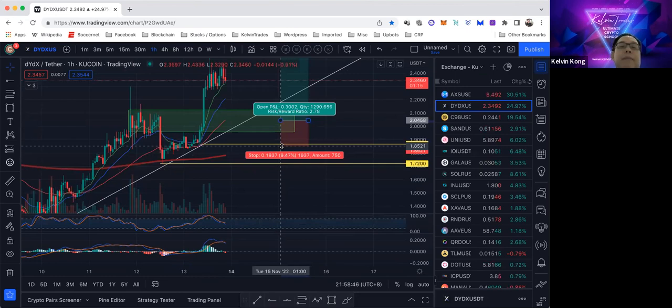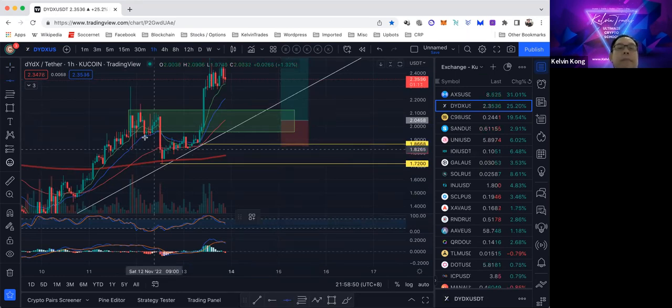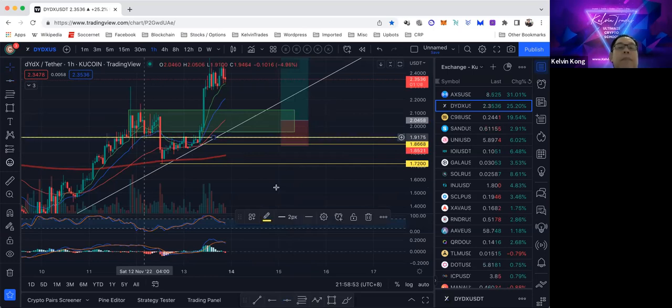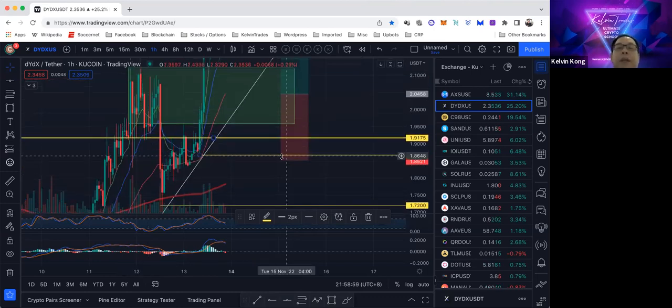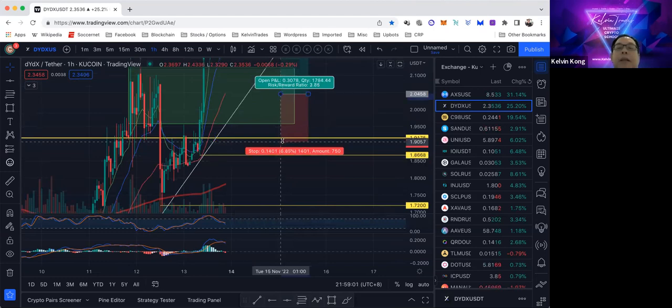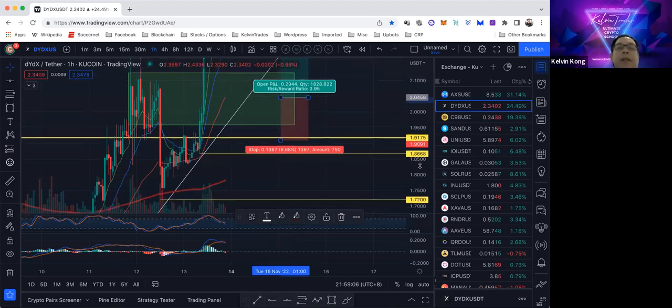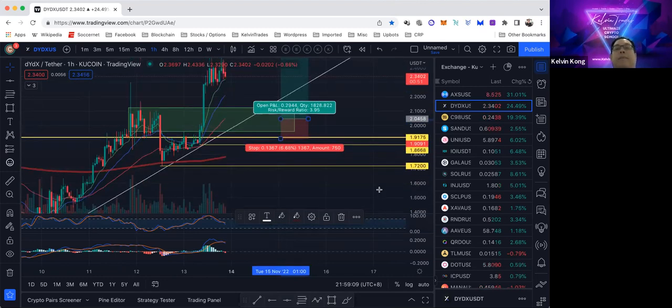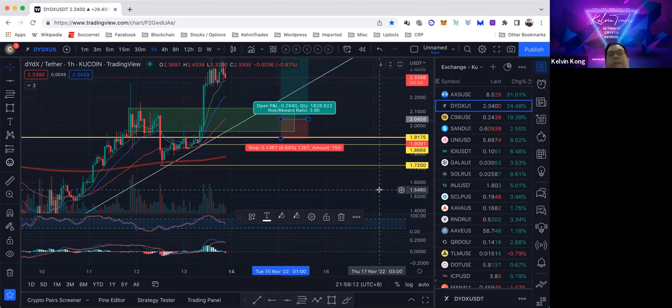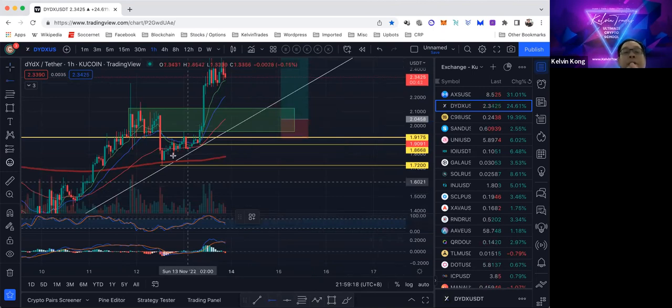This is 8%. Tighter still, this would be 6%, 7%. Yeah. So you can choose where you want to put your stop loss. You can also put your stop loss here if you want to.